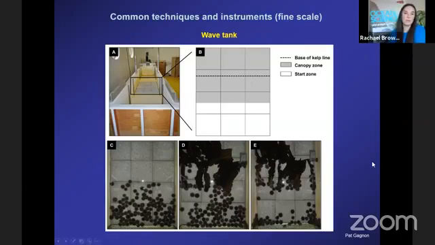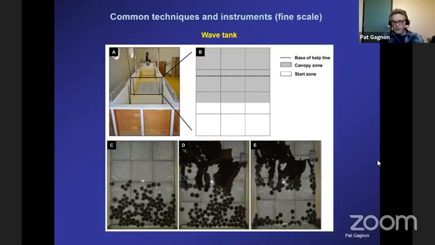So what would be a benefit to obtaining your fine scale measurements in an environment like a wave tank compared to doing so in the field? Yeah, it's a very good question.